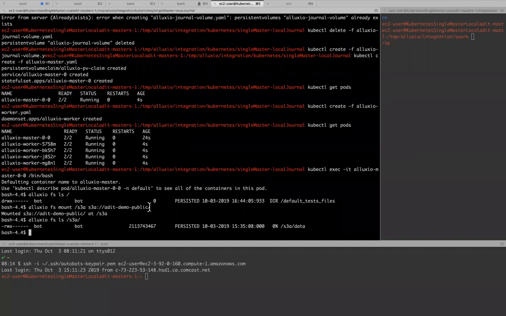So any contents of the S3 bucket /demo/public are now accessible in the Alluxio namespace at the location S3A data. As you can see, it's a 2 GB file. The annotation persisted means that the data is only present in Amazon S3 and not inside Alluxio at the moment. And 0% also means that 0% of the data is cached in Alluxio at the moment.